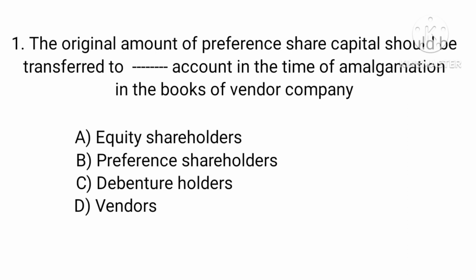Question. The original amount of preference share capital should be transferred to dash account in the time of amalgamation in the books of vendor company. Options. A. Equity shareholders. Option B. Preference shareholders. Option C. Debenture holders. Option D. Vendors. Answer. Option B. Preference shareholders.